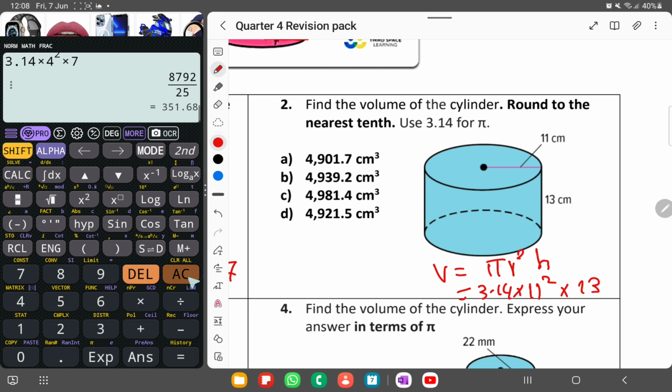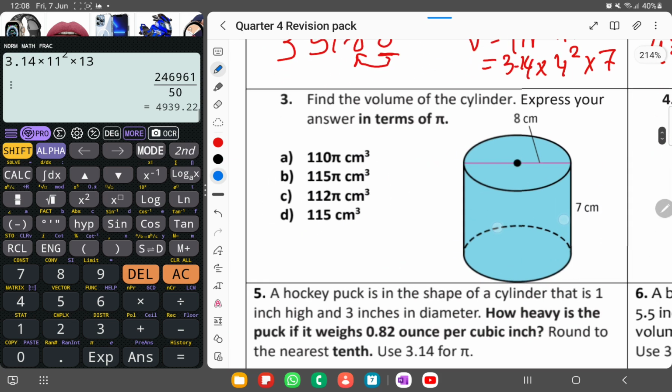Pause the video, put it on the calculator, and let me know the answer. 3.14 times 11 squared times 13. What is it? 439.22. What do you get? What do you think? Bravo, B. We cancel the hundredths because he's asking only for tenths, so we just keep the 2 here. Number 3.